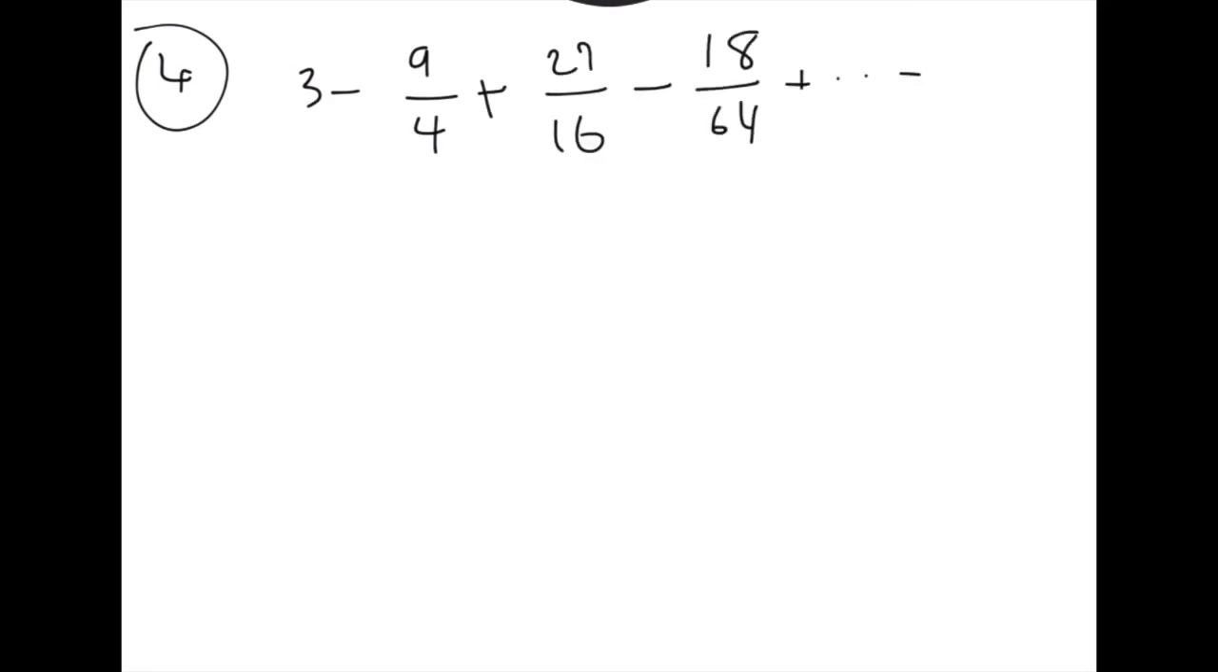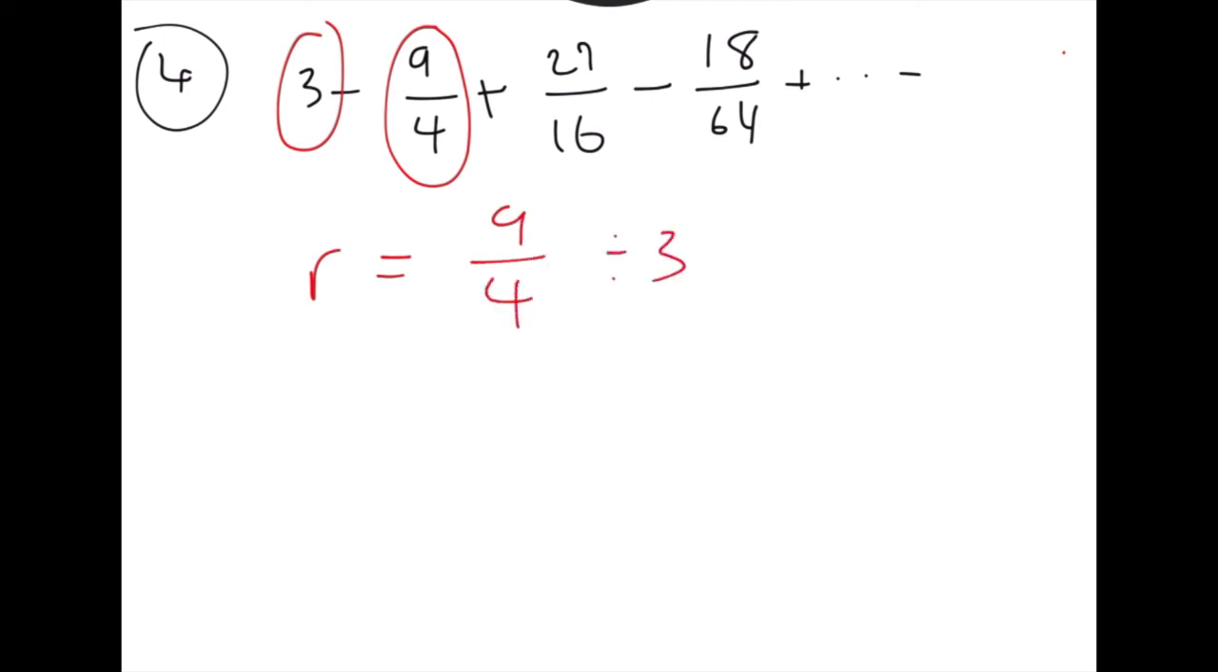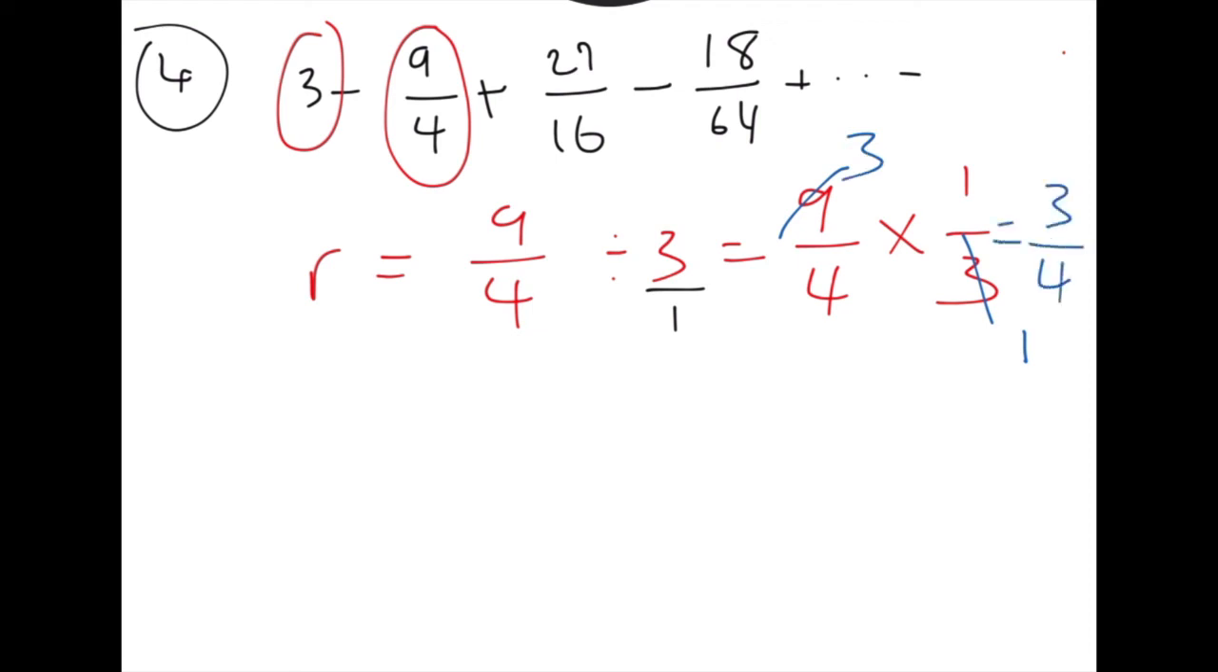Let's do another one. Number 4. Again, you first want to see if the common ratio is between -1 and 1. And of course, you know it's going to be negative because the signs are alternating. So let's take this number, divide by this number to find the common ratio. So R is going to be 9/4 divided by 3. Remember, the common ratio is a term divided by the term before it. When I simplify that, I get 3/4, which is less than 1, so that's good.